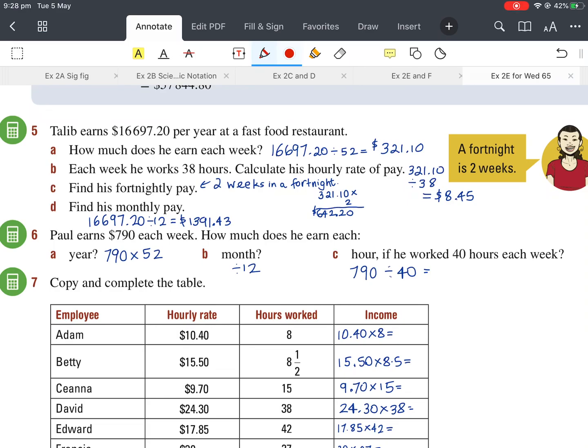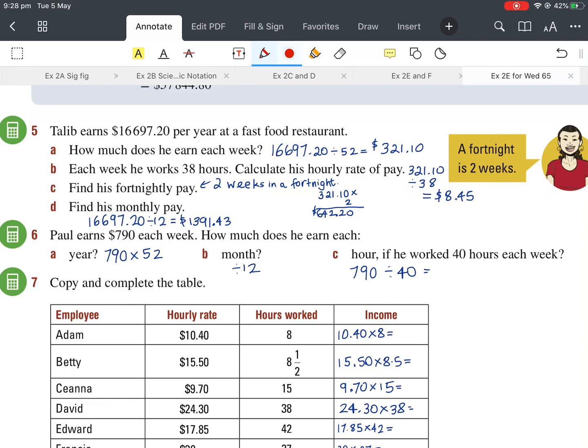Question 6 I asked you to do if you wanted to do a little bit extra, so here's how you do question 6. Question 6 says, Paul earns $790 each week. How much does he earn each year? So hopefully you remember there are 52 weeks in a year, and you've got your calculator out. Also, you've got your exercise book out.